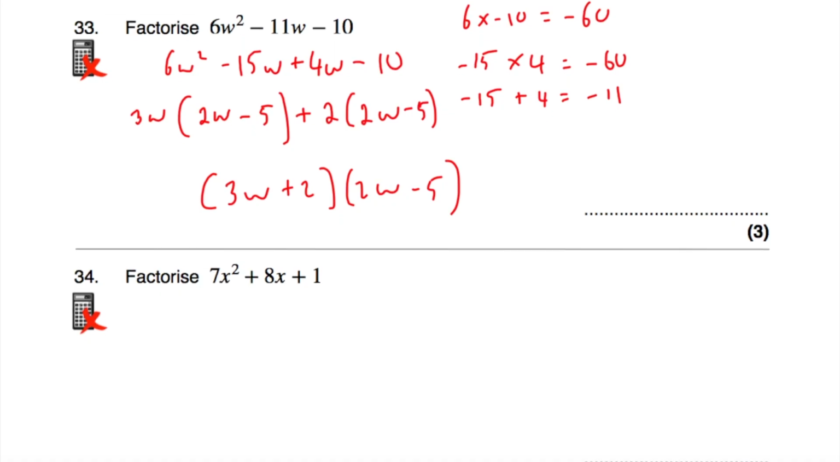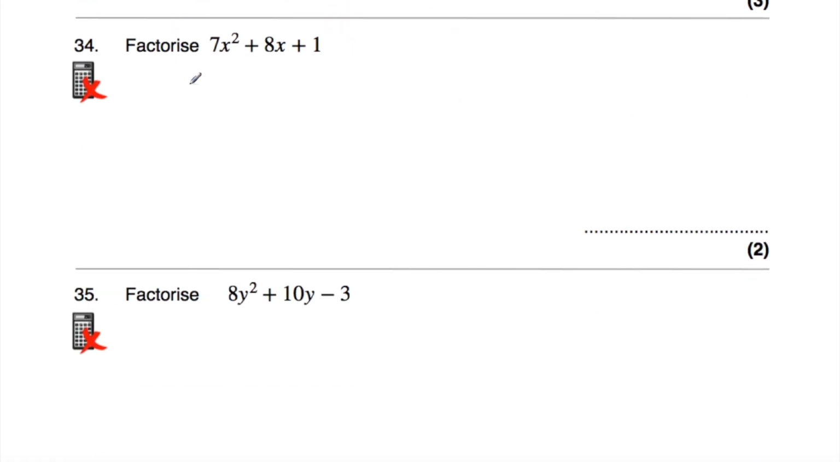Okay, let's look at our next question, question number 34. We've been asked to factorise 7x squared plus 8x plus 1. Okay, so in terms of factorising this, let's use inspection to begin with. So using inspection, it's 7x squared, so that's quite nice. We can go for 7x and x. So unlike the last one, which was a bit trickier, this one's quite straightforward.